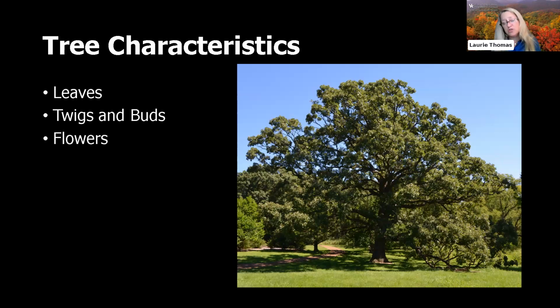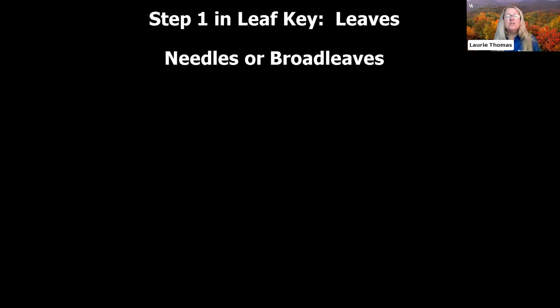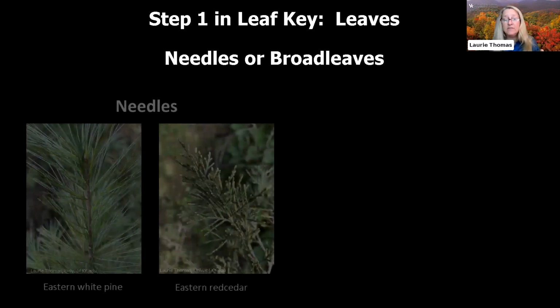You can use the flowers seasonally, obviously, and fruit, also seasonal. And then the bark. Bark is a great one for certain species, but it's one of those things that does change for some trees as that tree grows. It'll look one way when it's really young, and then as that tree grows, it may become more furrowed or smoother or even change in color. So we're going to focus on leaves today. When you're using a dichotomous key, the very first step you'll come to is asking something about the leaves. It's going to ask you if it's got needle type leaves like this.